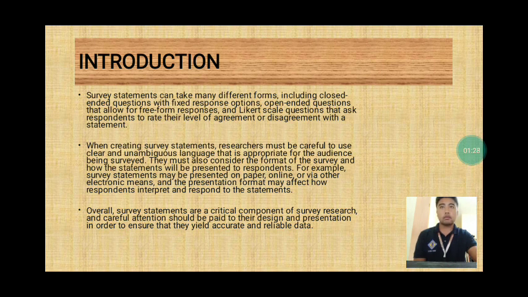then online or via other electronic means, and the presentation format may affect how respondents interpret and respond to the statement. So, overall, survey statements are a critical component of survey research, and careful attention should be paid to their design and presentation in order to ensure that they yield accurate and reliable data.